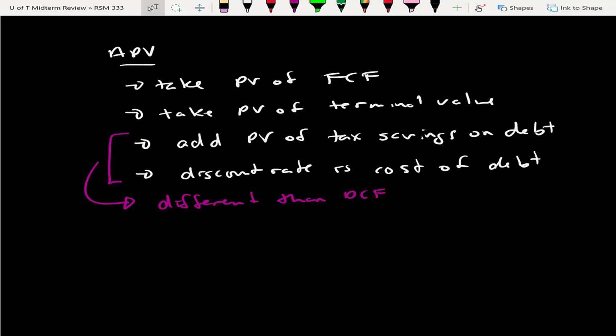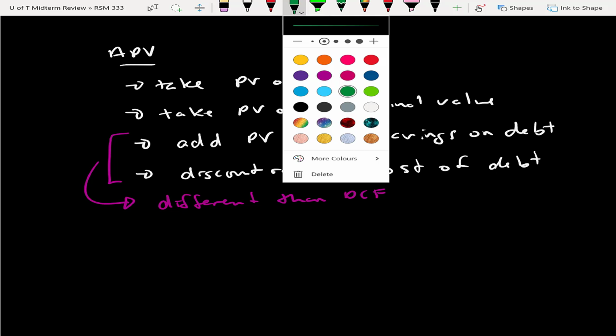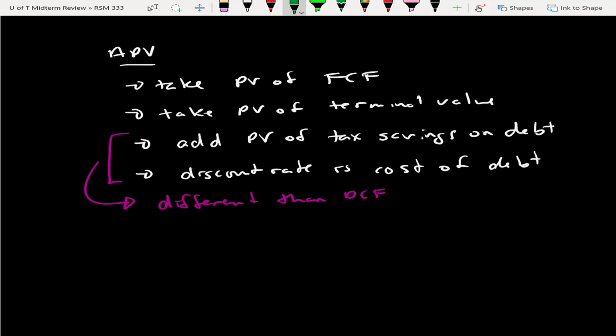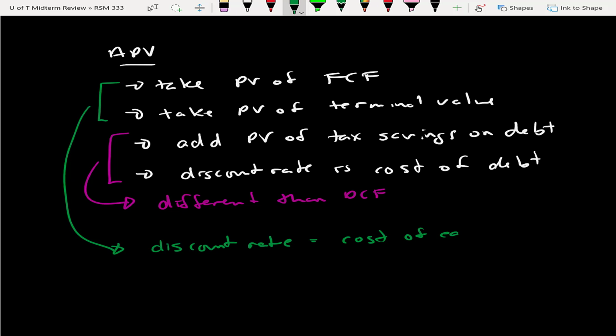Now, let me just clarify something so I don't confuse things here. The discount rate is the cost of debt for the tax savings, but the actual discount rate that's used for the rest of the cash flow, the terminal value of the forecast, is going to be the cost of equity. And in this case, the cost of equity is usually the levered cost of equity, okay? Because the company has debt at this point. So we'll talk more about that in a bit.